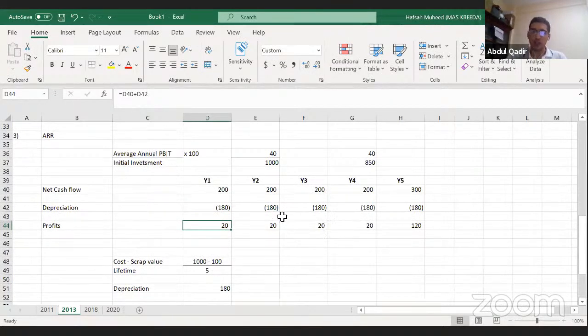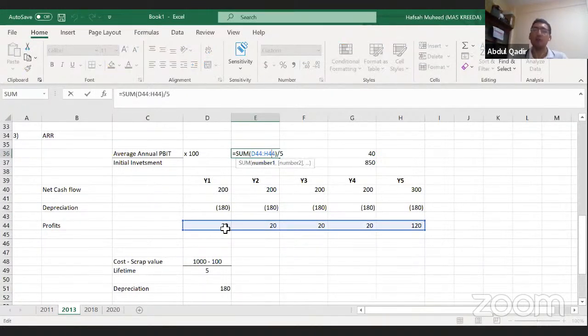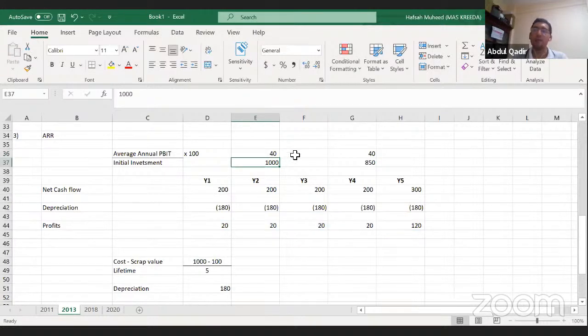So I will have profits for each year. I will take the total of everything and then divide it by 5 to get the average annual profit, which is what I've shown here. I will sum, meaning I will add all of this from the 24 years and 120 in the 5th year, and I will divide it by 5. And then I will divide it by the initial investment of 1,000.